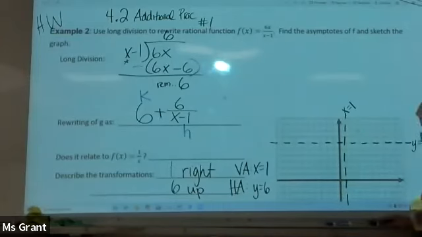You pick values on the left side of my vertical asymptote, like 0 or negative 1 or negative 2. You also pick values that are on the right side of my vertical asymptote, like 3 or 4 or 5 or whatever.